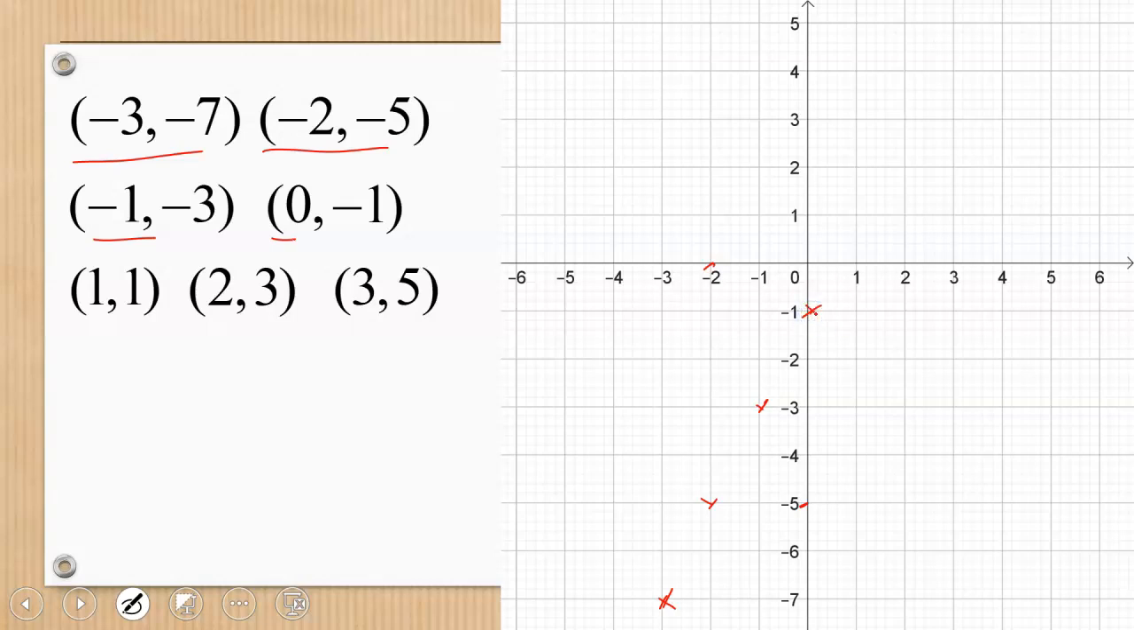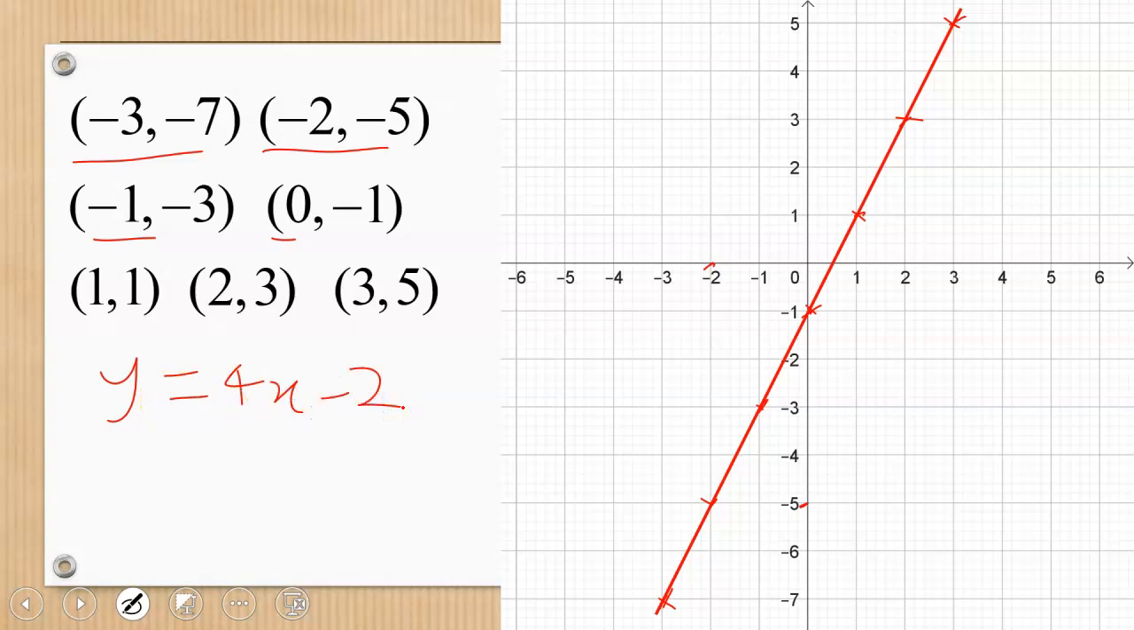So that also comes here. Then 1, 1 comes here. Then 2, 3 comes here. Then 3, 5 goes there. So when you draw a straight line to pass through all the plotted points, you get your graph like this. Assuming I give you another relation, maybe y equals 4x minus 2, then you can also do the same thing, generate a table of values, and you can plot that also on the same graph.